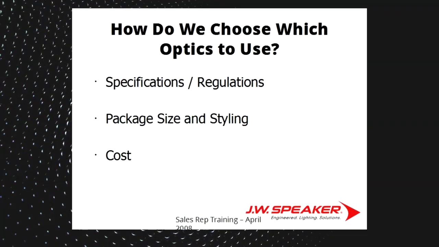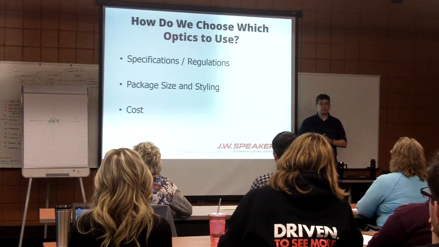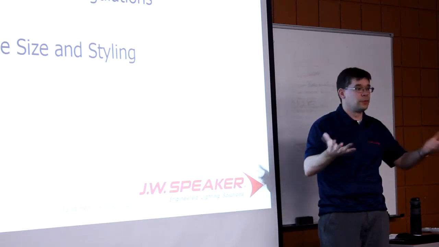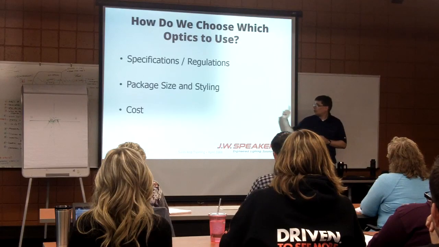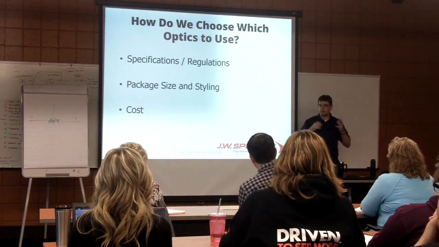So when we have a new lamp, how do we choose what type of optics to use in a product? These are the main things. First of all, specifications and regulations. If we've got a legal requirement to meet, we have to make sure that whatever optical system we choose is going to create a pattern that will meet those requirements. It has to fit in whatever package size we're looking to fit in, if that's a customer requirement or our requirement or some standard product size.